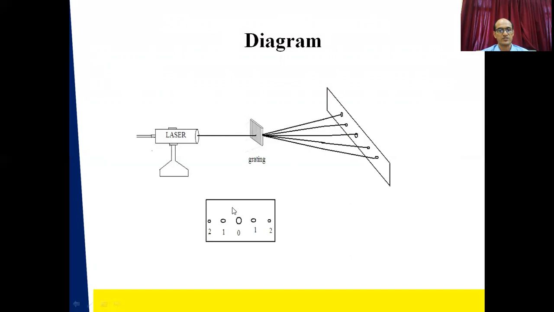The spectrum is shown in this box. This is the central maxima, first order maxima, second order maxima, and on the other side, the first order maxima and second order maxima. As the intensity of central maxima is highest, as the order increases, the intensity starts decreasing.